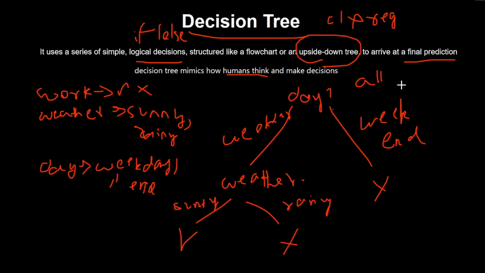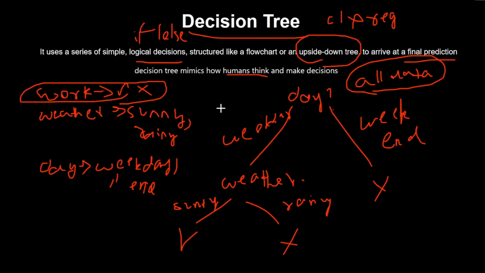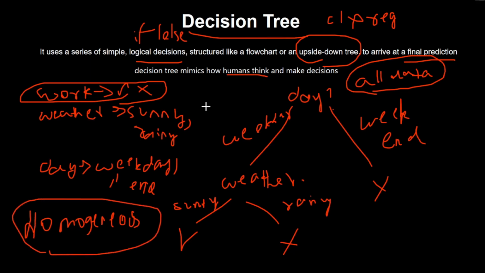Let me write it here. We split the whole data into some partitions, and while splitting, with the output variable being work yes or no, we choose such a feature that we get homogeneous output. What do we mean by homogeneous output?